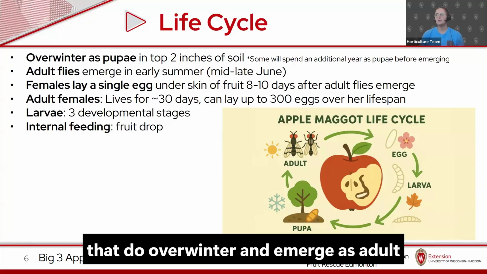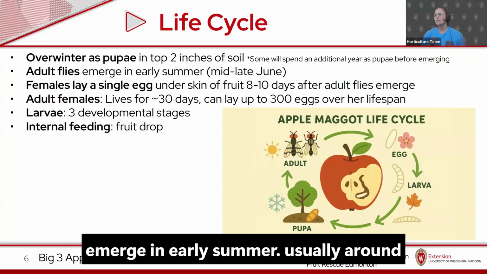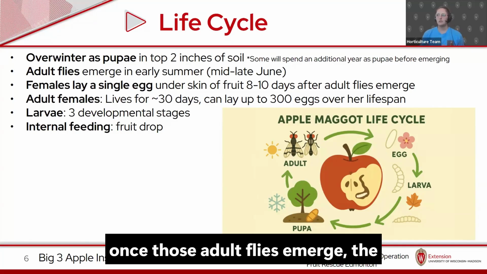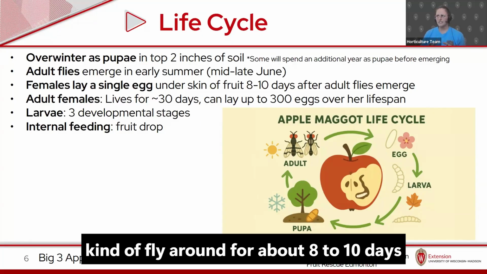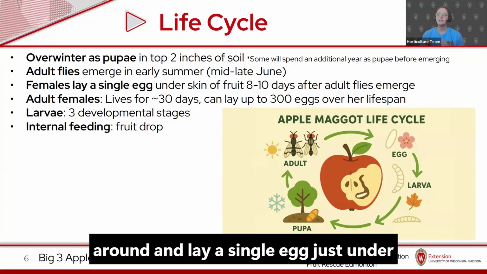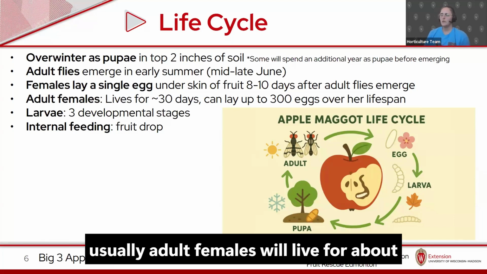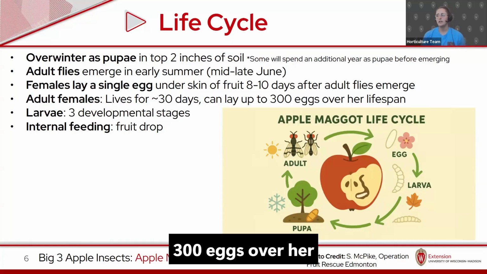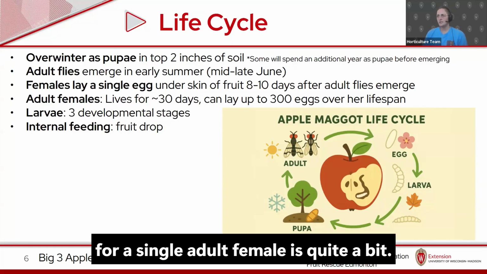The pupae that do overwinter and emerge as adult flies the following year will usually emerge in early summer, around mid to late June. And once those adult flies emerge, the females will fly around for about 8 to 10 days, and then they'll mate and go around and lay a single egg just under the skin of the fruit. Adult females will live for about 30 days or so and can lay up to 300 eggs over her lifespan.